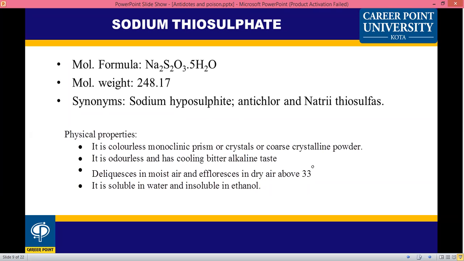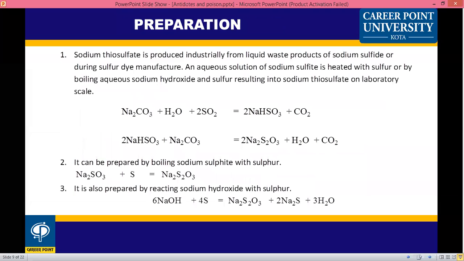Sodium thiosulfate is also soluble in water and insoluble in alcohol. It is insoluble in ethyl alcohol, also known as ethanol.